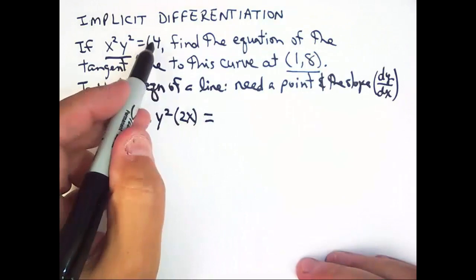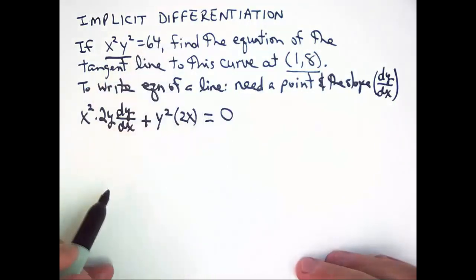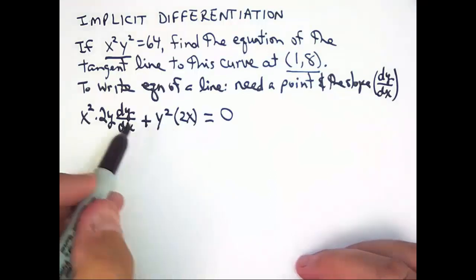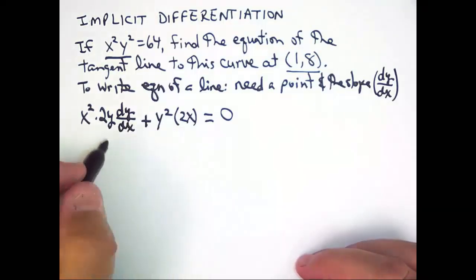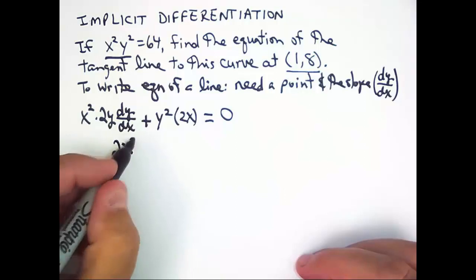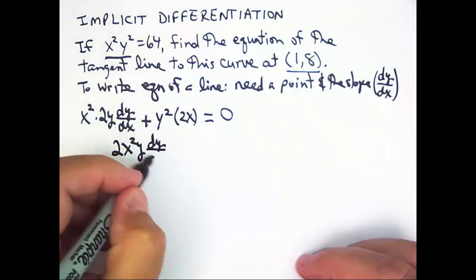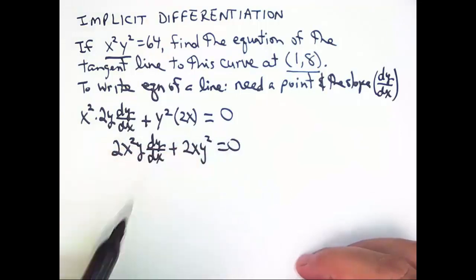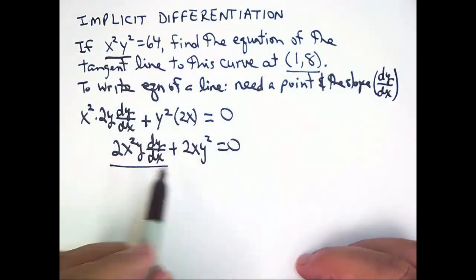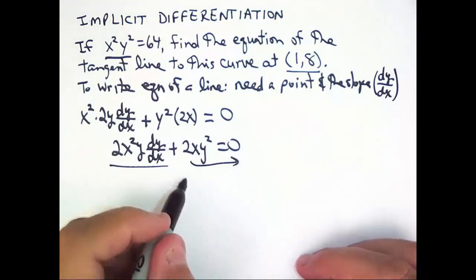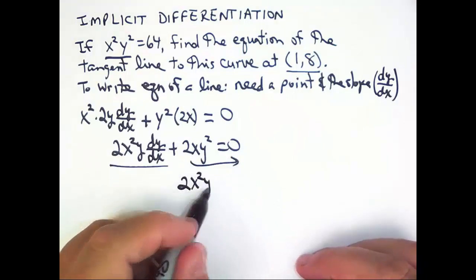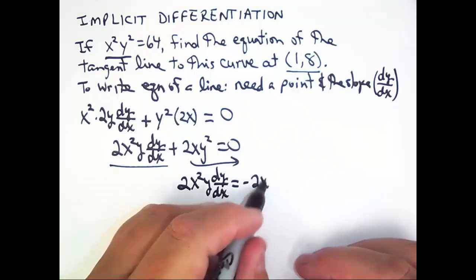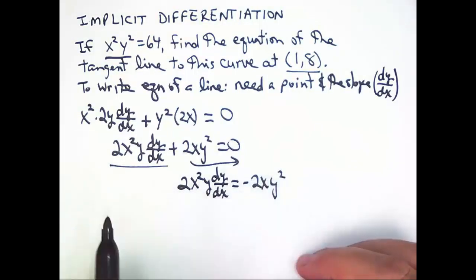And then on the right-hand side, the derivative of a constant is 0. Now it's just a matter of simplifying it and writing this with dy over dx on one side. So what we really have here is 2x squared y times dy over dx plus 2xy squared equal to 0. So I want to leave this where it is and move this term over. So I get 2x squared y times dy over dx equal negative 2xy squared.